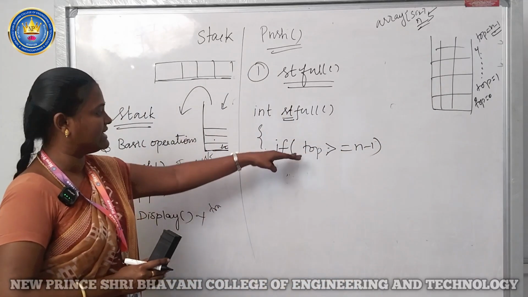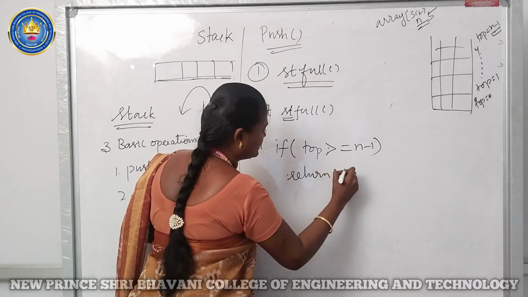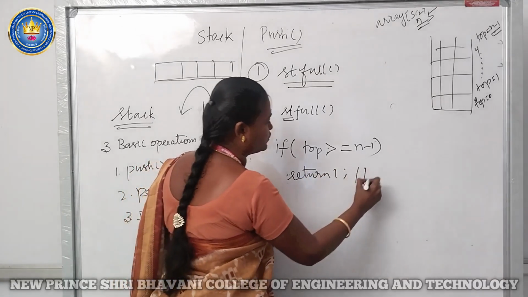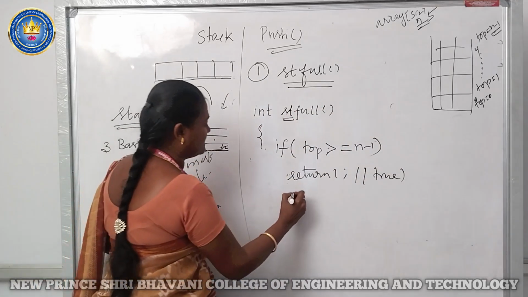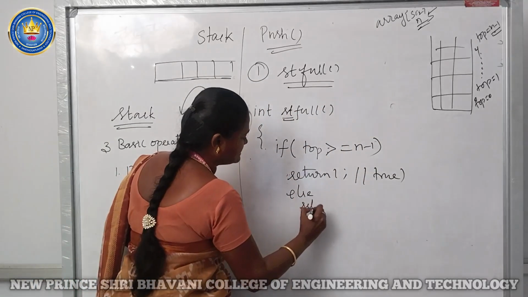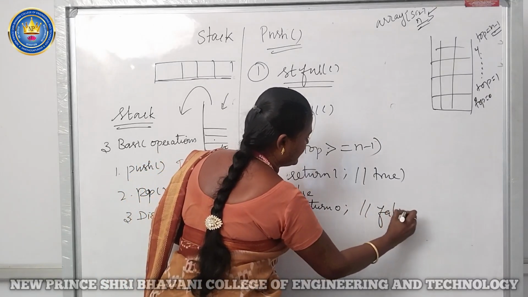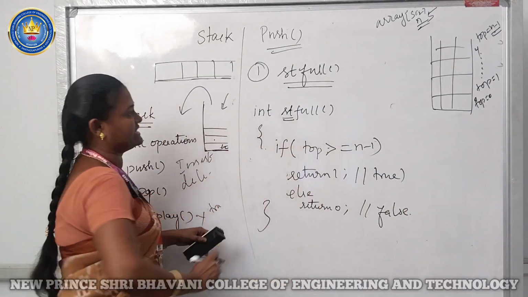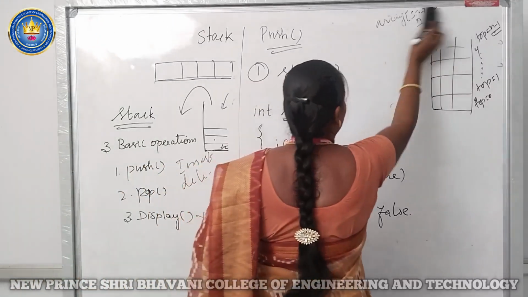Suppose the top value reaches n minus 1, then return 1. What is the meaning of return 1? This is true, that means the stack is full. Otherwise, else return 0, that is false. So based upon the result of this condition, we have to perform the push operation.